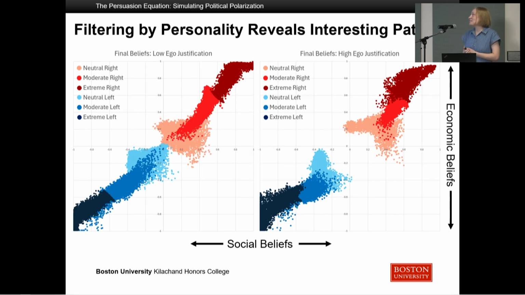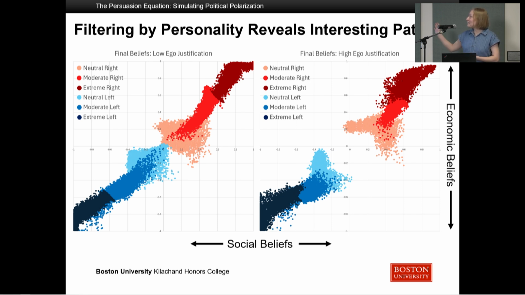And another interesting result we found was that if you filter by personality, you find some interesting patterns. So if you'll recall, ego justification was one of the personality traits that the paper identified, and it determines how likely you are to seek out affirming information. So people with low ego justification are more okay holding conflicting beliefs and will not go out of their way to pursue affirming information. Whereas people with high ego justification feel very strongly about having a consistent internal belief system and will seek out affirming information.